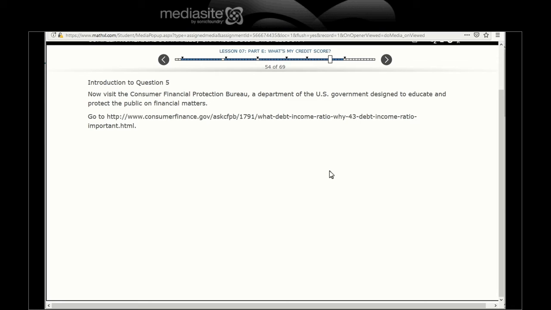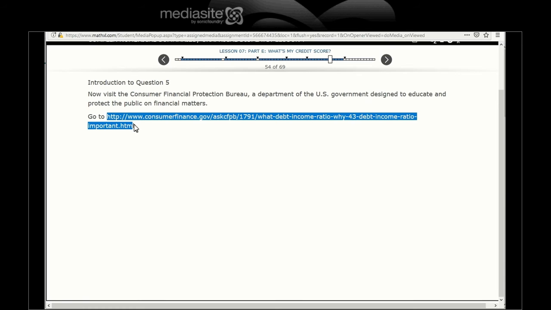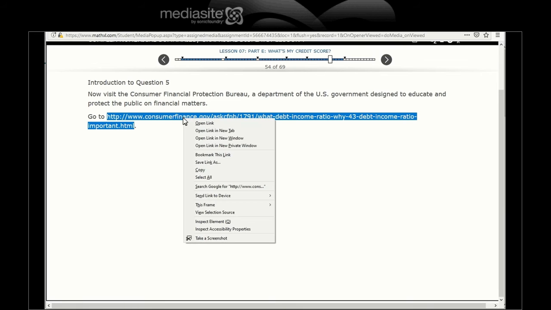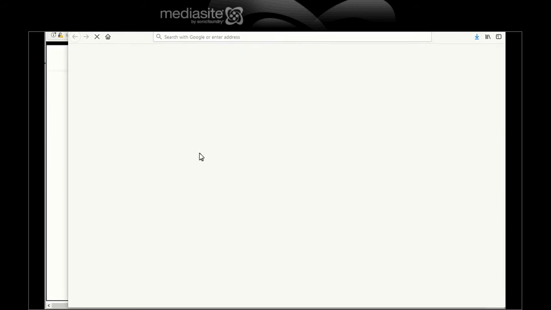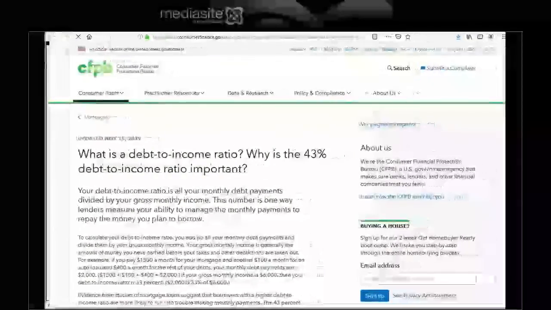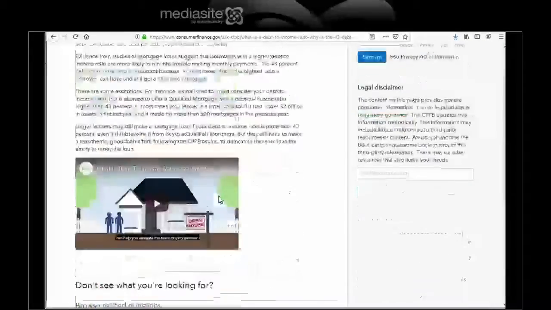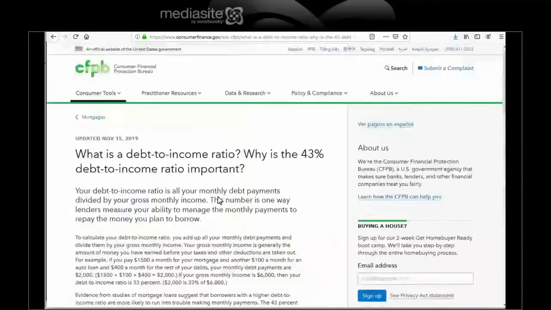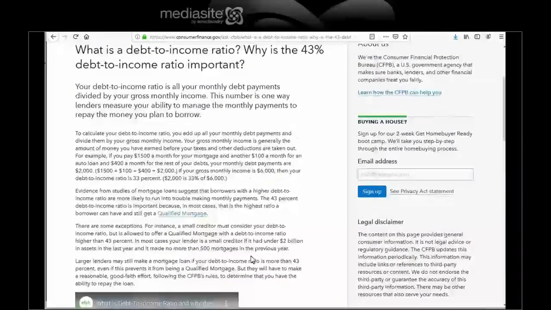Okay, now let's visit another website. Go to this one, so let's highlight it. We'll leave that dot off. Do not put that last dot into it. Right click on it. Open a new window. And we get this article, which I will let you read on your own.